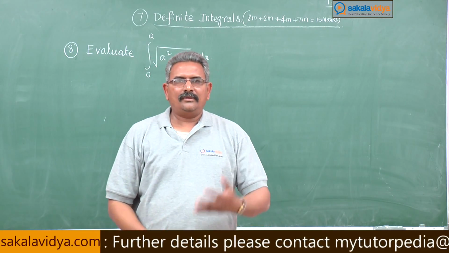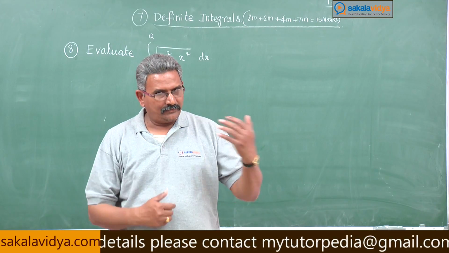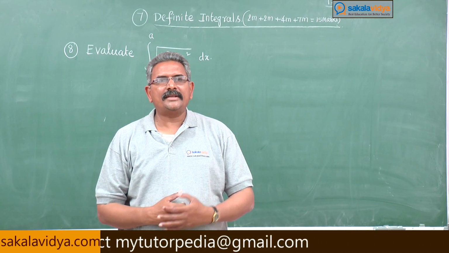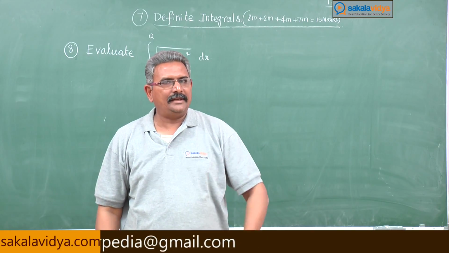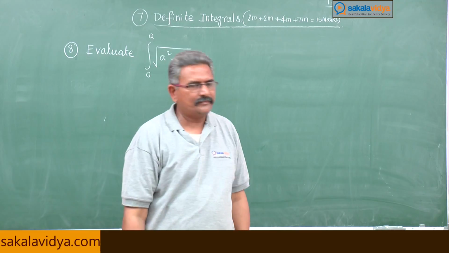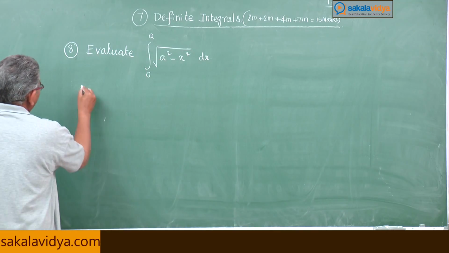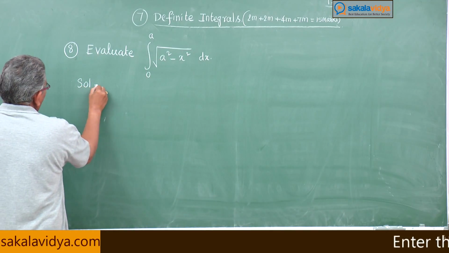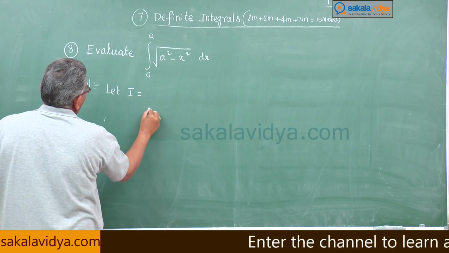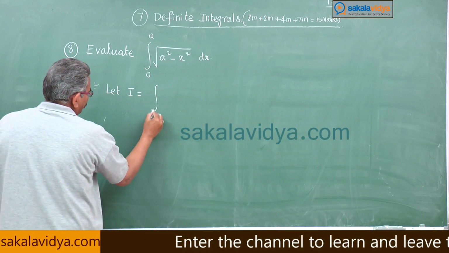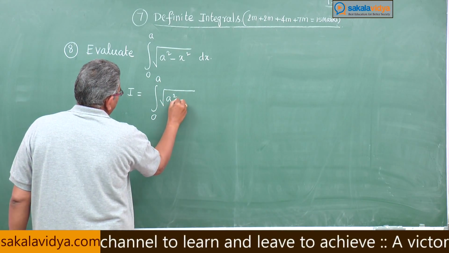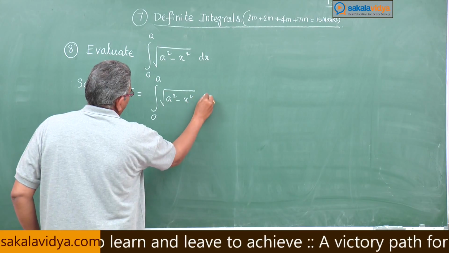So, let us recall that formula: x root of a square minus x square by 2 plus a square by 2 sin inverse x by a. Substitute and apply the limits, that is all, and we get the answer. So, now let I be equal to the integral from 0 to a of root of a square minus x square dx.